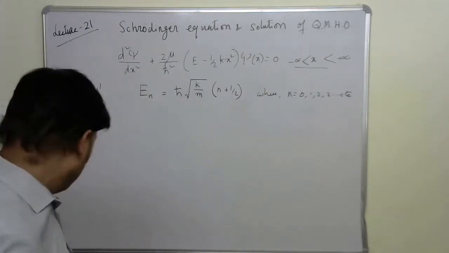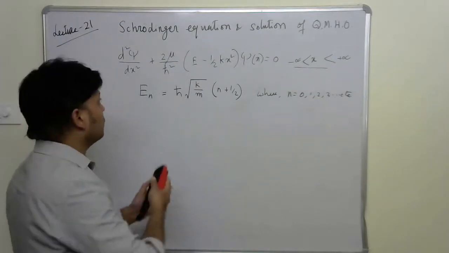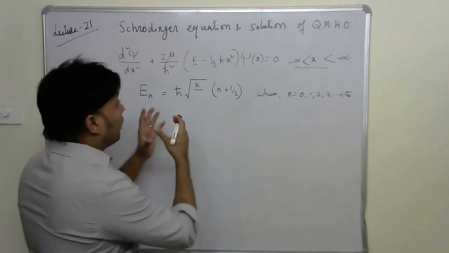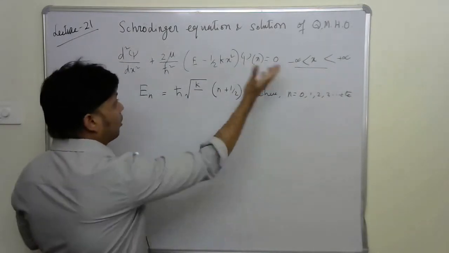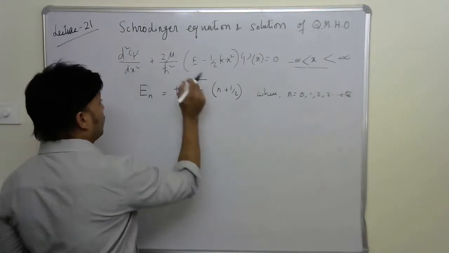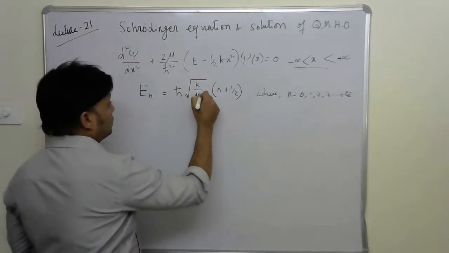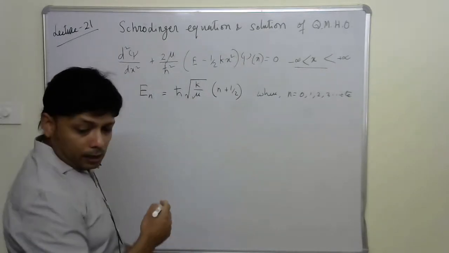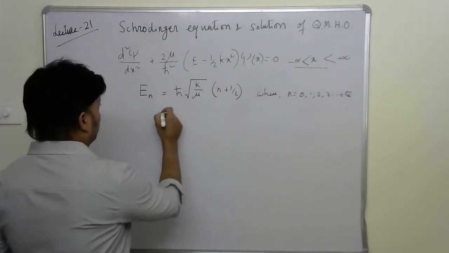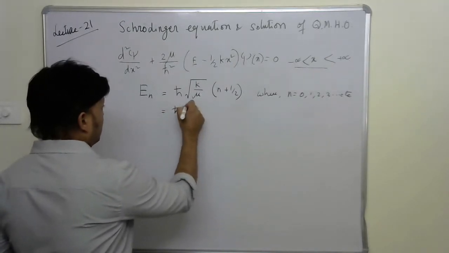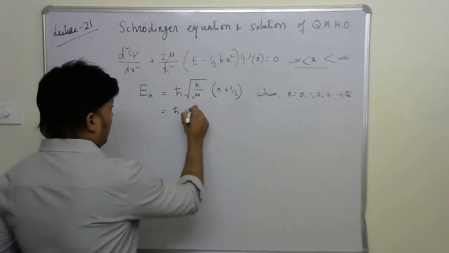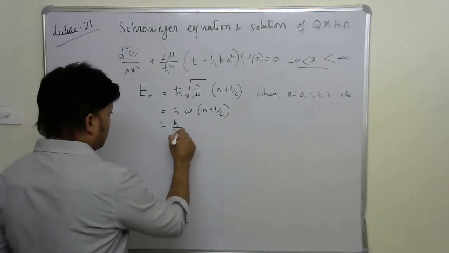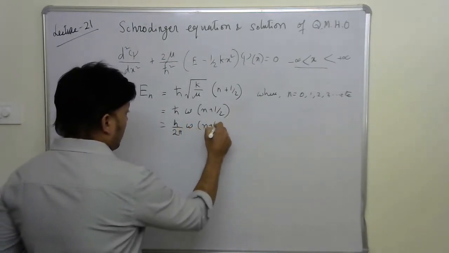Probably you have noticed one mistake over here. Since we were using the vibration of a diatomic molecule as a model of the quantum mechanical harmonic oscillator, instead of m we must use the reduced mass mu. Okay, so now this is all right, and we can also write this as h cross omega, n plus half.